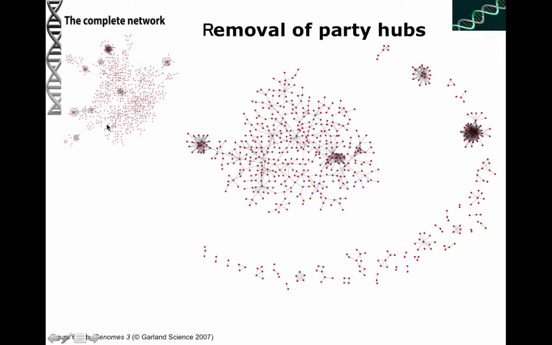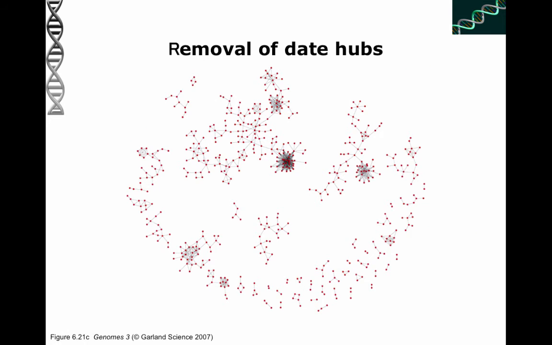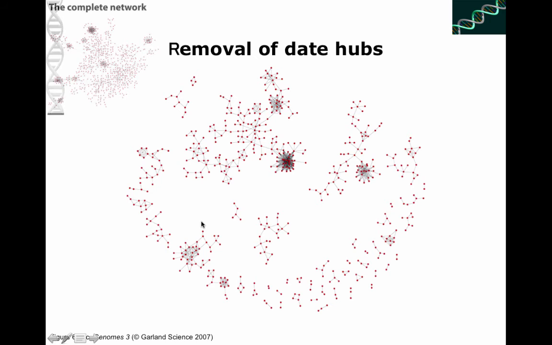If you remove the party hub, you will see those individual hubs are gone. And if you remove the date hub, which is the linking of individual biological processes, then you will see those individual functional hubs still remain, but the connections between the biological functions are eliminated, so they are kind of scattered as individual processes.